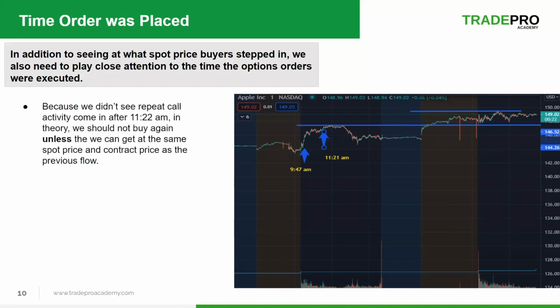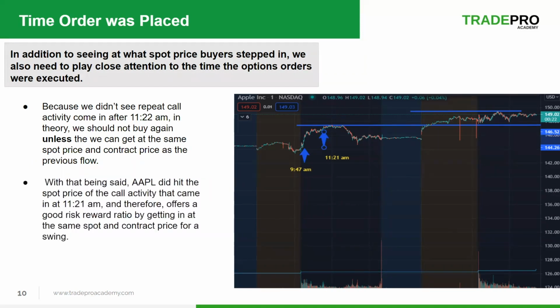So because we didn't see repeat call activity come in after 11:22 a.m., in theory, even though Apple did end up gapping up, we should not buy again unless we can get in at the same spot price and contract price as the previous flow.